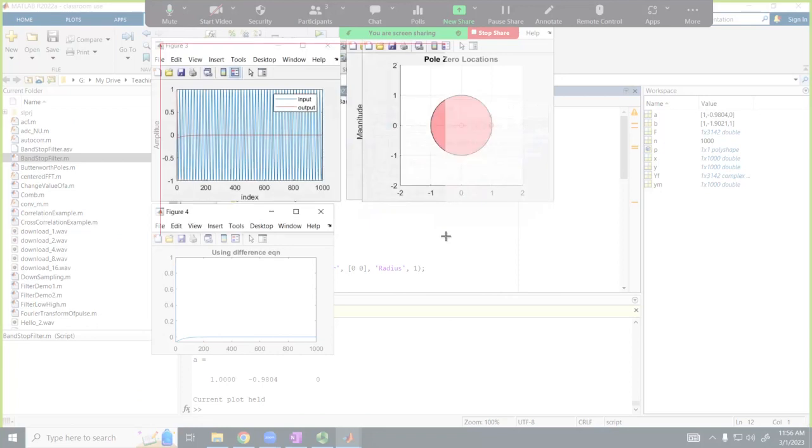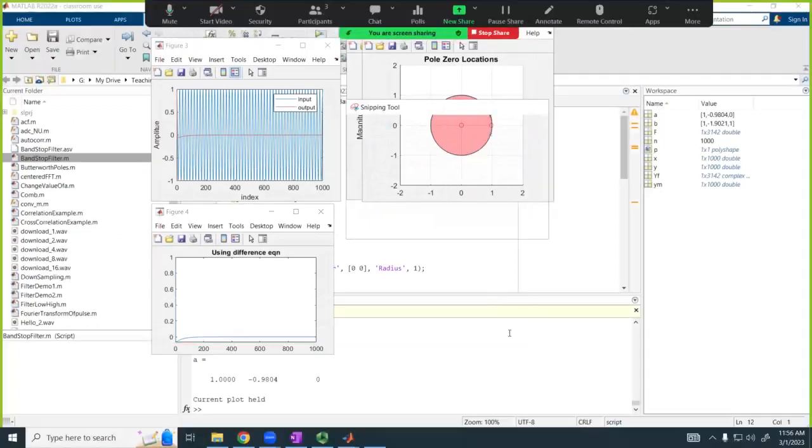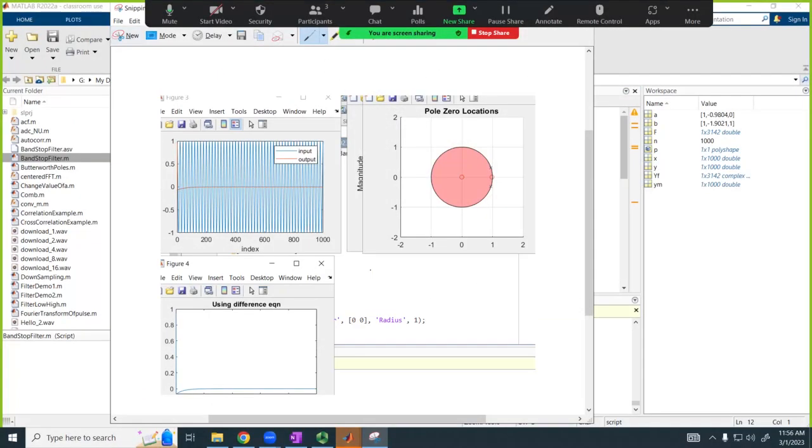Is there an initial condition for that? I assume the initial conditions are 0. And so the filter function sets initial conditions to 0 by default.